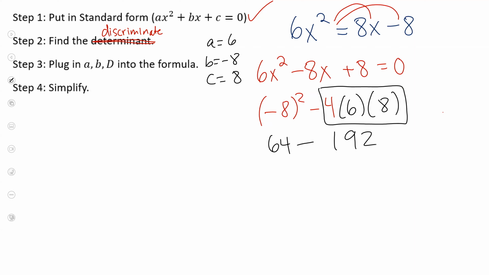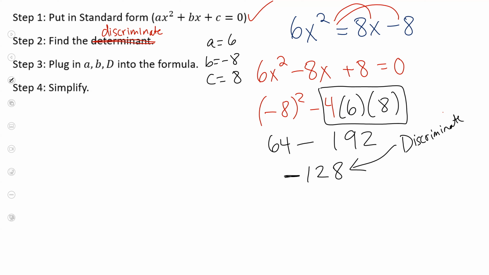Now we're going to subtract. So 64 minus 192, what is that? It'll be negative for sure. Negative 128. Thank you so much. All right. So guys, this is my discriminant. This time we have a negative 1. That means I'm going to have imaginary solutions. Okay? When your discriminant is negative, you're going to have imaginary solutions.